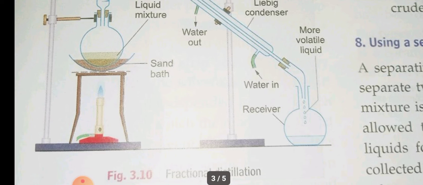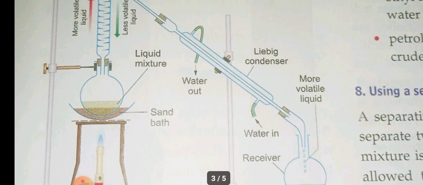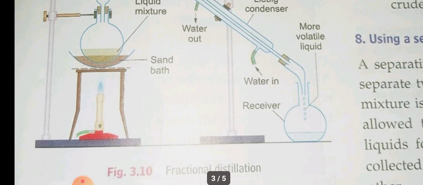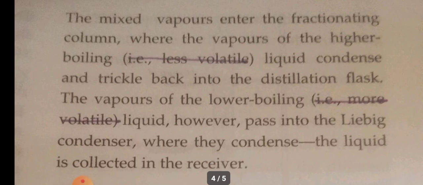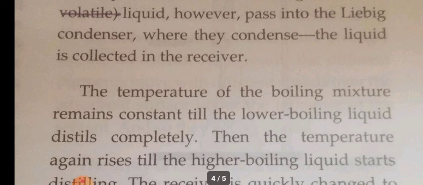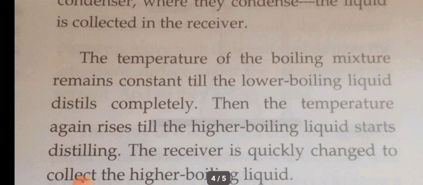Is it clear, children? Yes. So that's how we have collected the more volatile liquid first. Do you understand this? The temperature of the boiling mixture remains constant till the lower boiling liquid distills completely. We should not increase the temperature, so that it will remain constant until all the lower boiling liquid that we have sent to the Liebig condenser completely distills.